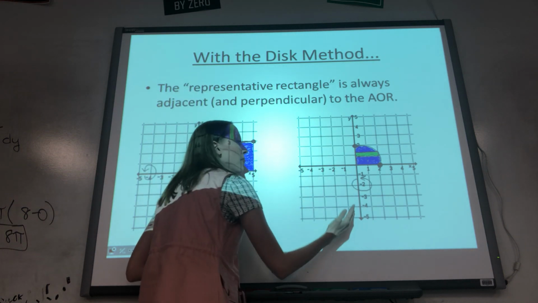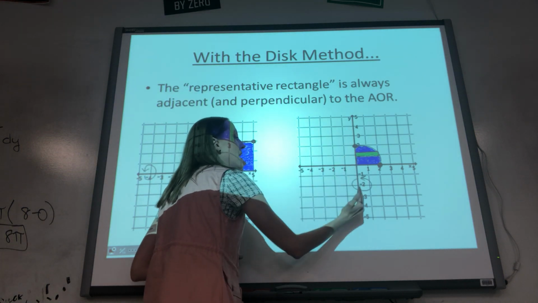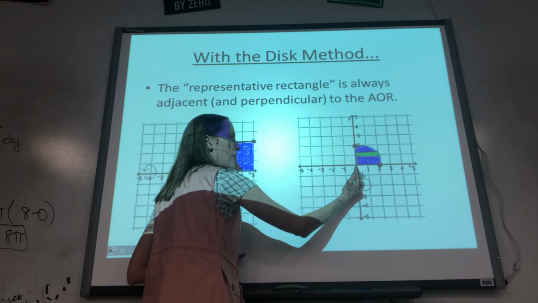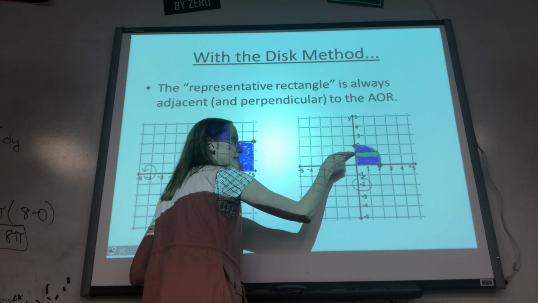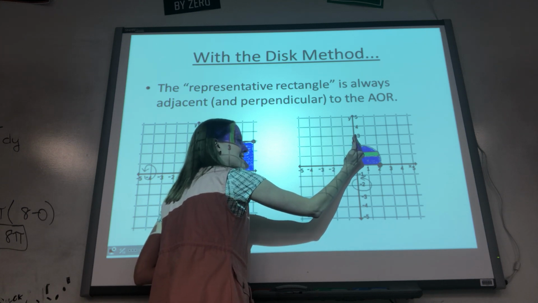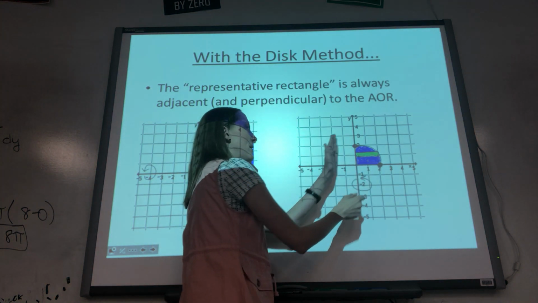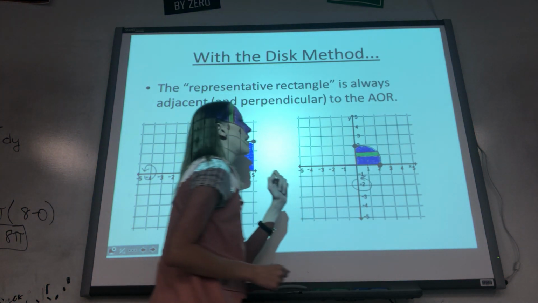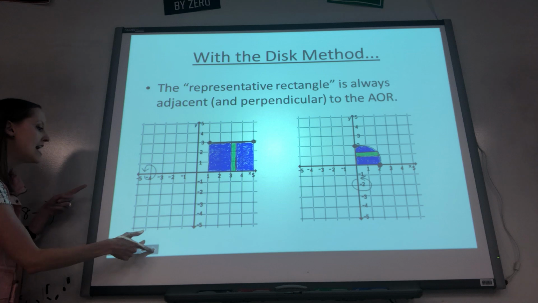Same here. The axis of revolution, this was the last example yesterday, that's the y-axis on this one. But again, the rectangle is adjacent to that axis. It's right up against it. And it would be perpendicular. There and there, that would form a right angle. So that's what we were dealing with in the disc method.